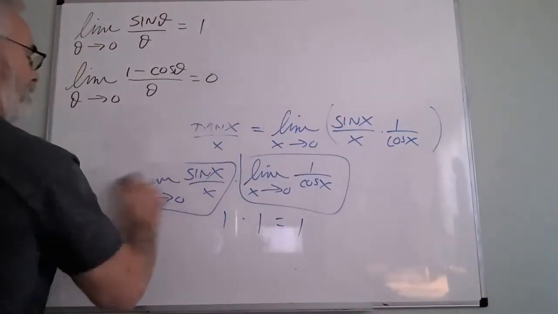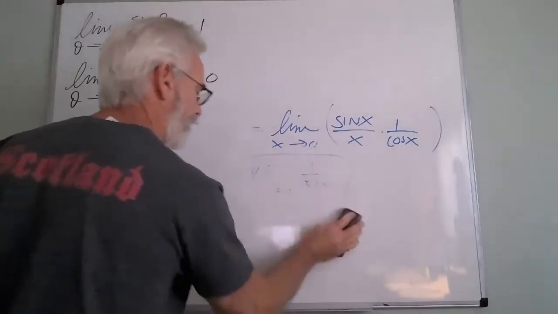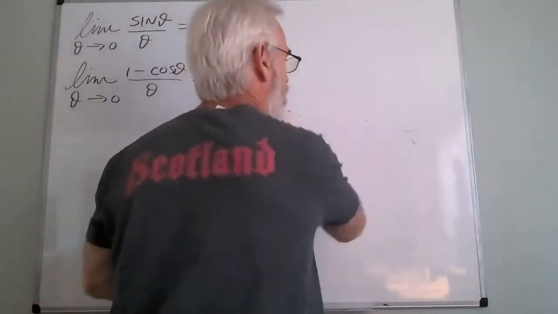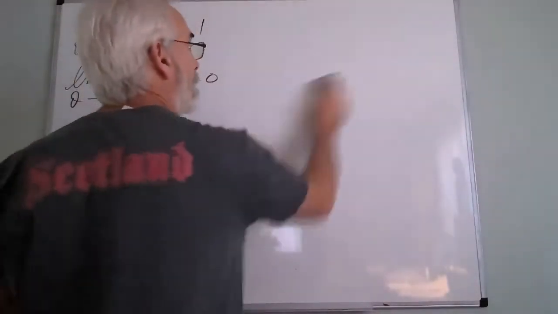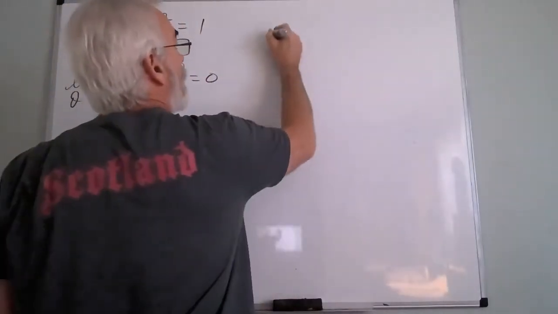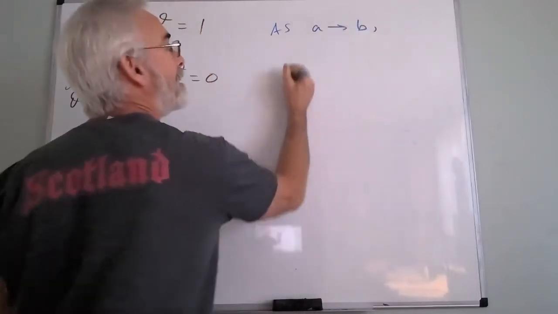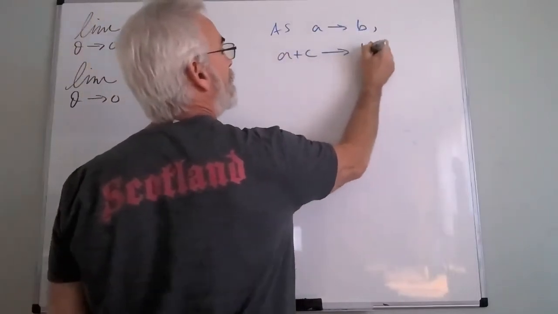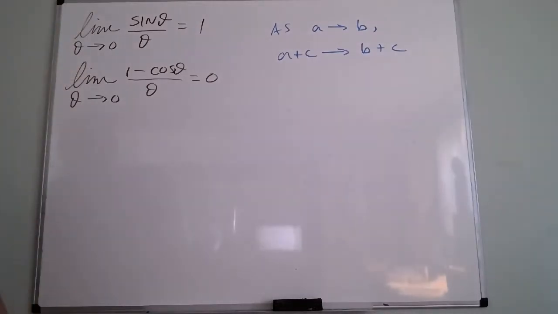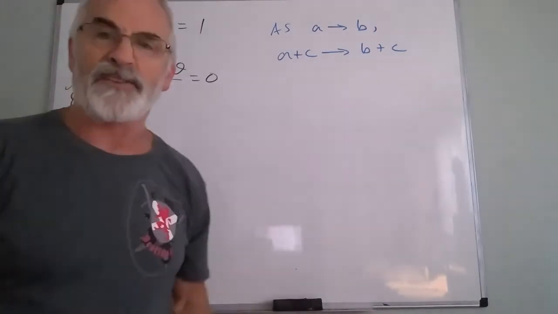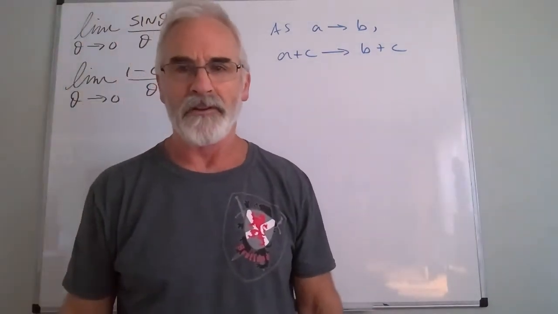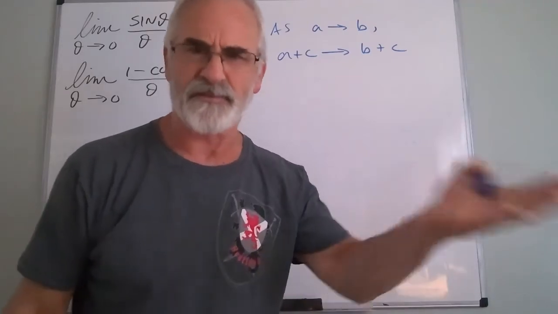So now, what else can I do? Well, let me show you another very important limit characteristic that some people forget, because it might seem a little obscure. And that is, as A approaches B, A plus C approaches B plus C. That's the first one. Well, that seems kind of obvious. As A approaches B, then A plus a number will approach B plus that same number. So you can think of it this way. If I said as Y approaches 10, Y plus 5 should be approaching 10 plus 5.